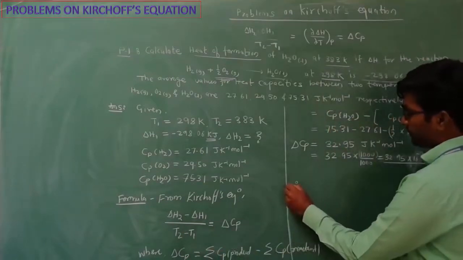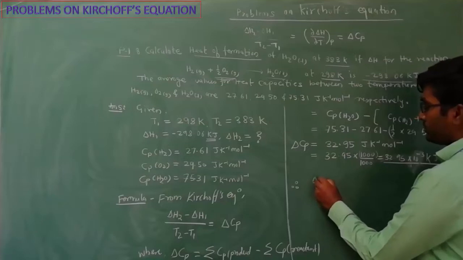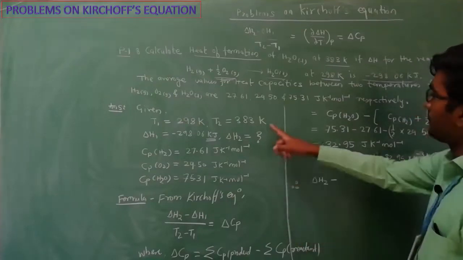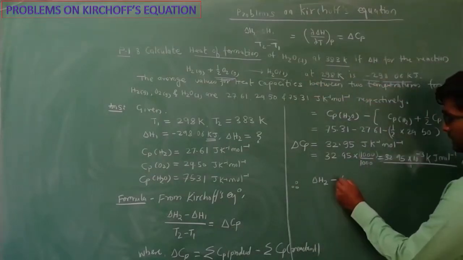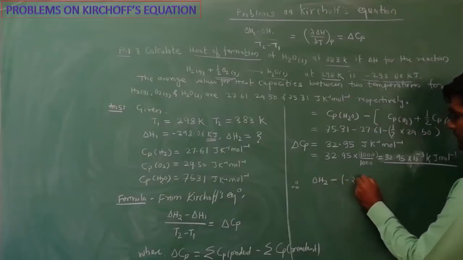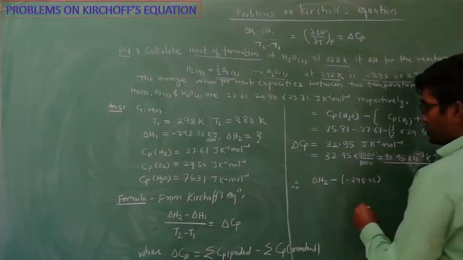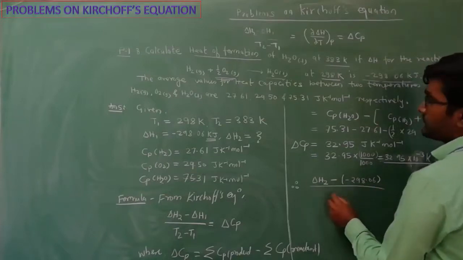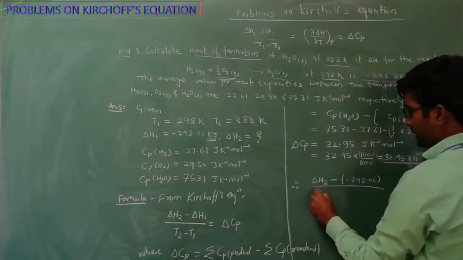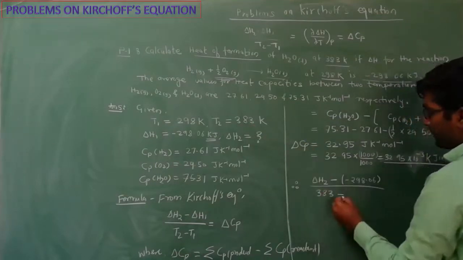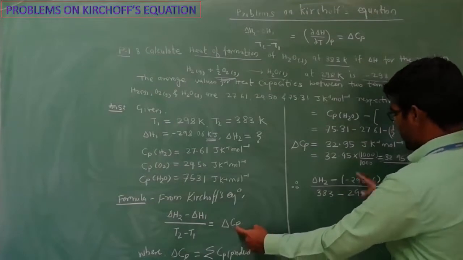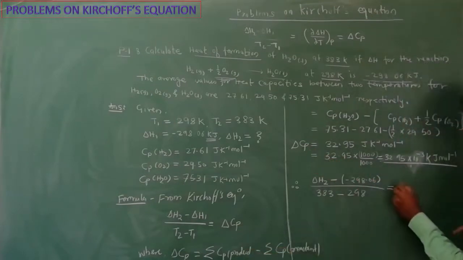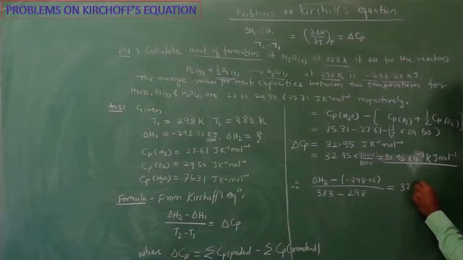So, therefore, delta H2 minus, what is the delta H1 value? It is minus 298.06. I will write it in a square bracket, 298.06 kilojoule, upon T2 value, which is 383, minus, what is the T1 value? It is 298, which is equal to delta Cp, and the delta Cp value we have just calculated is 32.95 into 10 raised to minus 3.